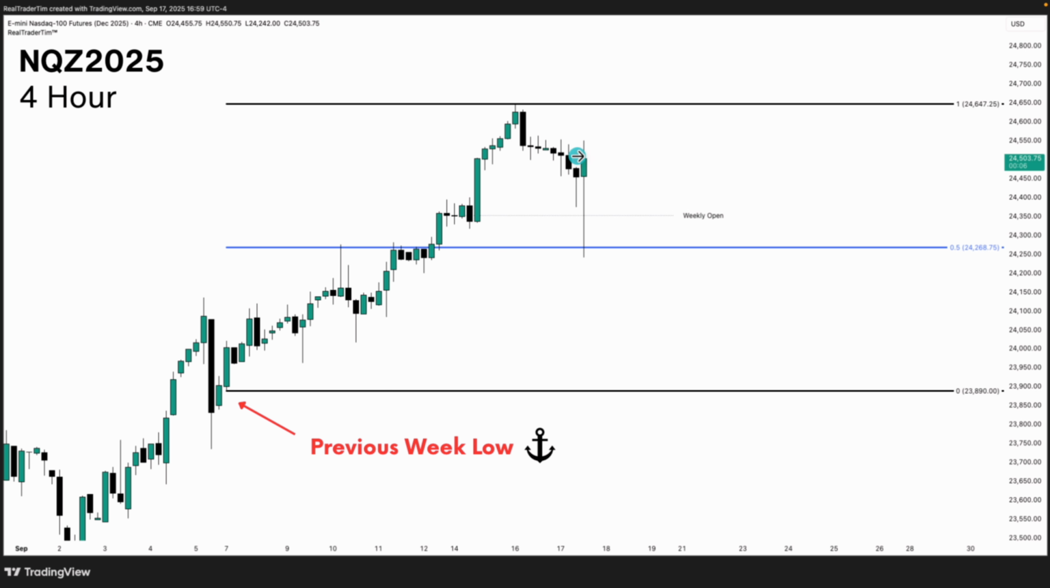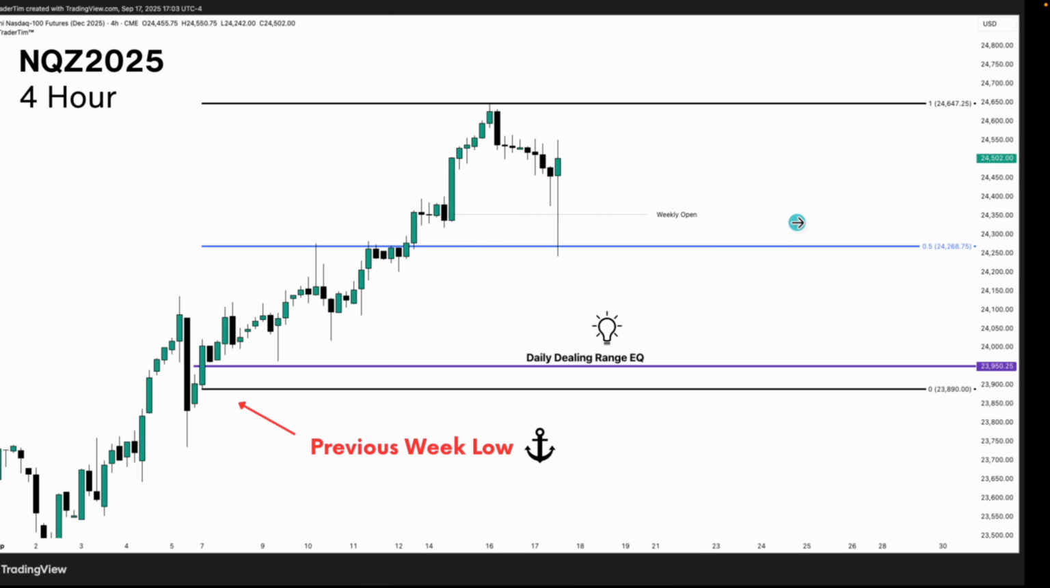So again, this is the 4-hour chart. This is post FOMC. What do you see price did? It opened, came down right around a little coloring outside the lines, which again, we're going to break down even further, into that EQ or 50% level at 24,268.75. Okay, now again, let's progress forward.